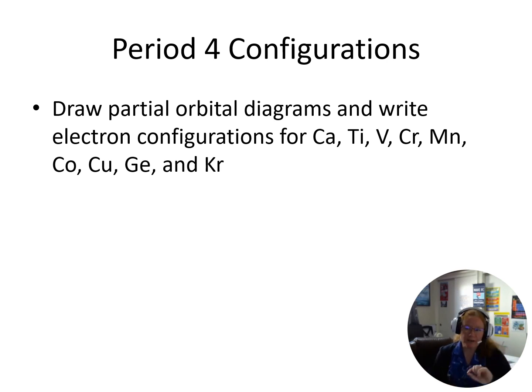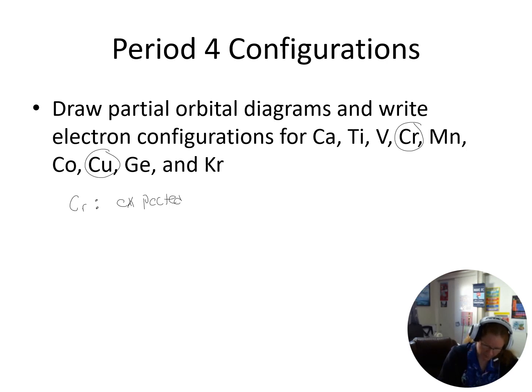Okay, I'm going to do 2 of these period 4 configurations for you. I'm going to do chromium and I'm going to do copper, because chromium and copper are exceptions to the rule. So chromium, the expected configuration for 4s, 3d. Okay, so our expected would be this.